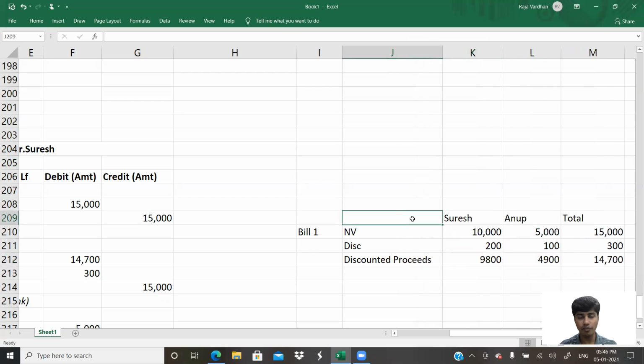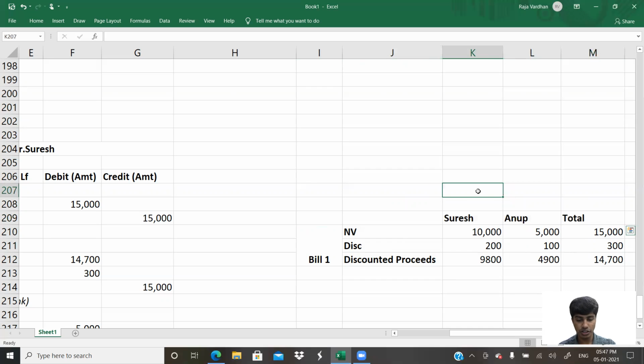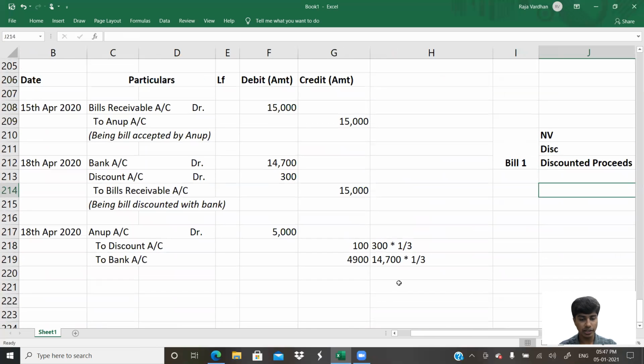On maturity of this bill, what exactly would happen? That's what you need to focus on. On maturity of this bill, Anup would have to pay 15,000 to the bank, out of which 10,000 will be given by Suresh, 5,000 will be Anup's contribution, and it will be paid to the bank. Understood? They're sharing the proceeds, the expense, and the maturity amount payable in the same ratio, 1/3 to Anup and the balance to Suresh. Till here, there shouldn't be a problem.